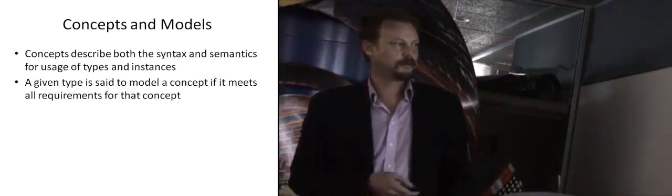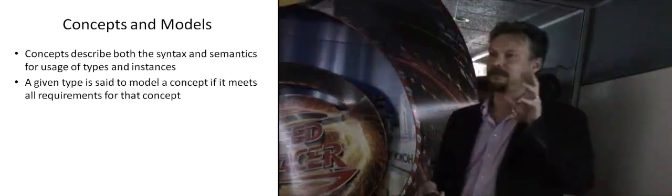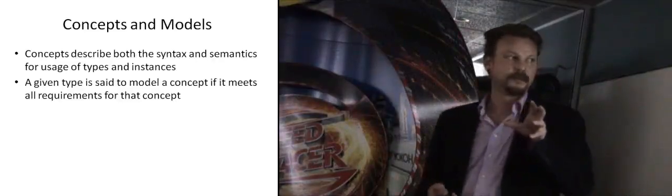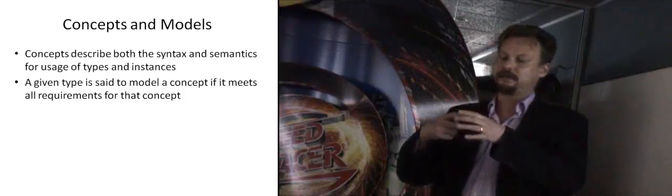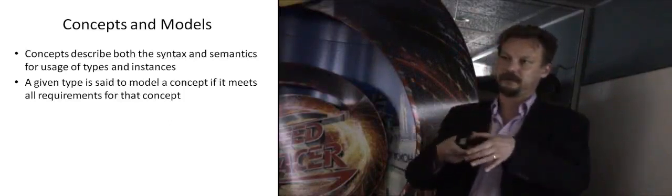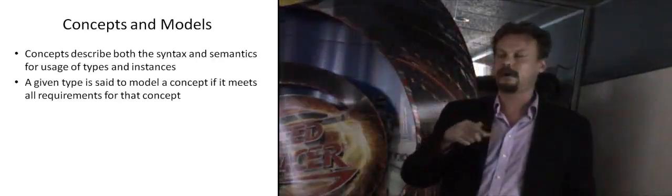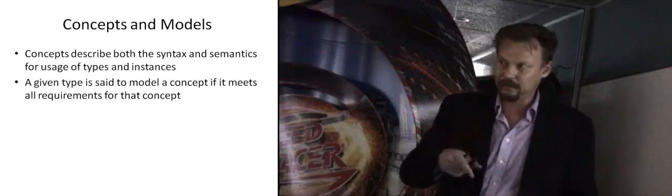A given type is said to model a concept if it meets all requirements for that concept. So this is what a model is, and this is what a concept is. A concept is something that describes the usage of types and instances. A concept defines the boundaries, the explicit set of cases, within which anything that does this is a member of this concept. And a model is simply an actual C++ type that fulfills all requirements in that concept.